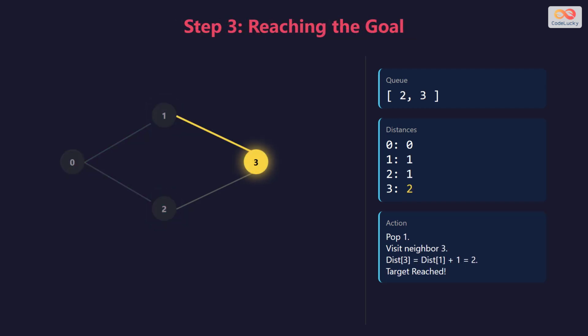Continuing the process, we pull the next node, node 1, from the queue. It connects to node 3. We update node 3's distance to be 1 plus node 1's distance, making it 2. If node 3 is our target, we have successfully found the shortest path.